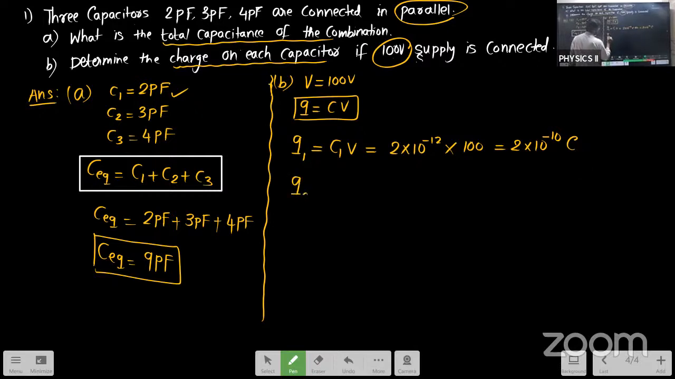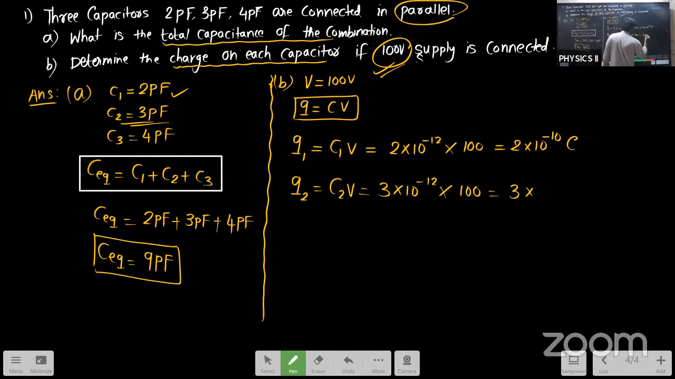Charge through the second capacitor. What will be the formula? Q2 is equal to C2 into V. The capacitance of the C2 capacitor is 3 picofarad. Pico means 10 power minus 12, into the potential we have applied, 100 volts. So this answer will become 3 into 10 power minus 10 coulomb.